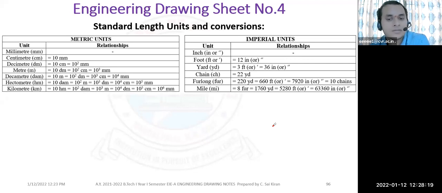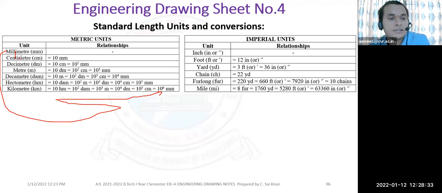No need of memorizing this. Just know that 1 meter equals 10 to the power of 3 mm, and 1 kilometer equals 10 to the power of 6 mm. You can calculate these if you know the relationship between millimeter and centimeter, centimeter and decimeter, decimeter and meter, meter and decameter, decameter and hectometer, hectometer and kilometer. If you know the relationship, then you can calculate. Calculators are allowed. 1 foot equals 12 inches, 1 yard equals 3 feet, 1 chain equals 22 yards. Like this you have to calculate.